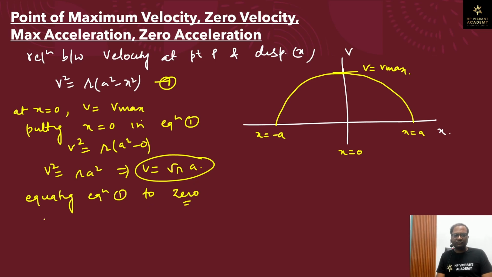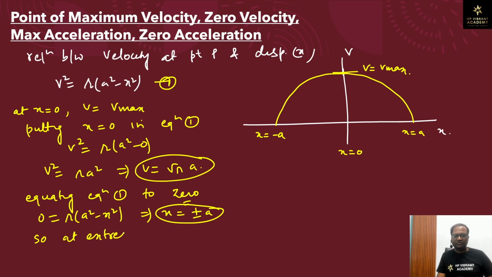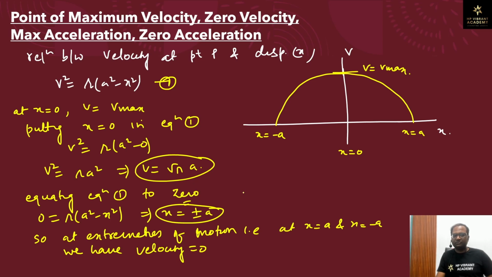Equation 1 to 0. So we have 0 is equal to mu times (a square minus x square). This means x is equal to plus or minus a. So at the extremities of motion, that is at x is equal to a and x is equal to minus a, the velocity is equal to 0. So here velocity is 0, that is v is equal to 0.